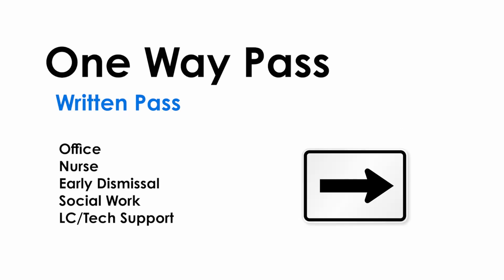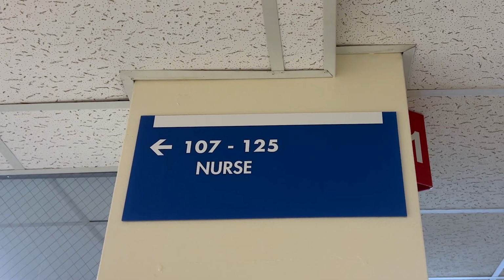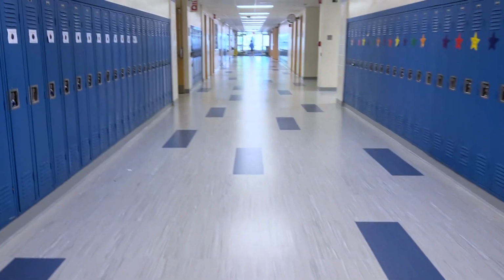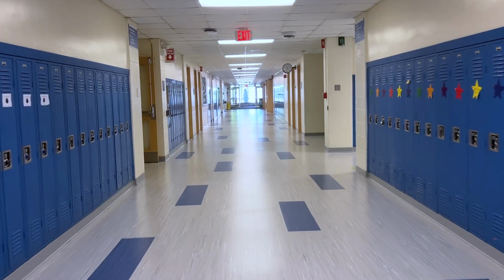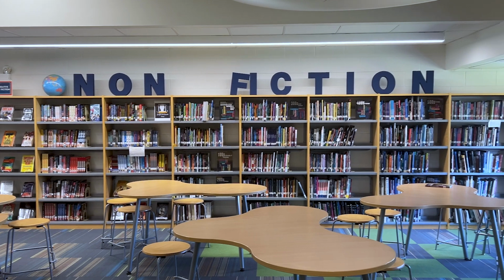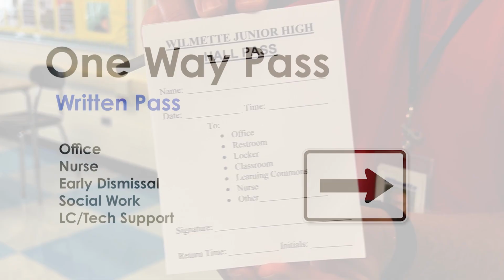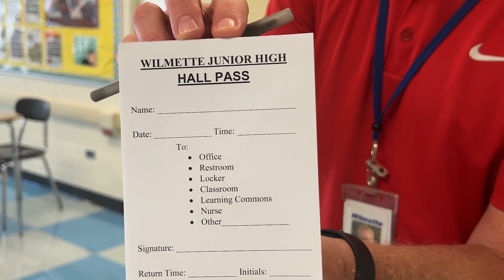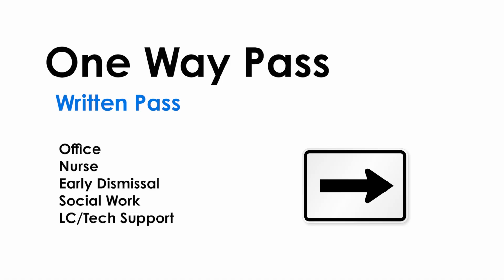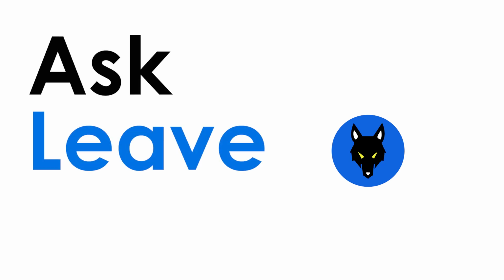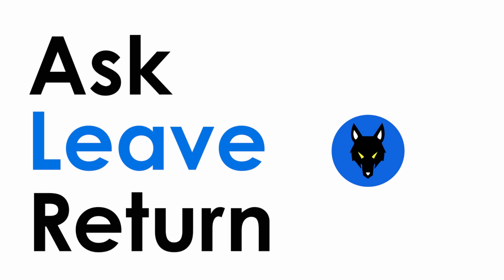Now, this is different than what we would call a one-way trip. A one-way trip is where you might need to go to the office or to the nurse or to social work, or you might have a pass for early dismissal for a dentist appointment or doctor's appointment, or perhaps you need to go to the LC or tech support. In that case, you would not use a round trip lanyard because you're not returning to the same class. In that case, we'd have your classroom teacher write you a hard copy written paper pass to get you to your one-way destination. Here's Ms. Lopez with a review of what that ask, leave, and return procedure looks like at WJHS.